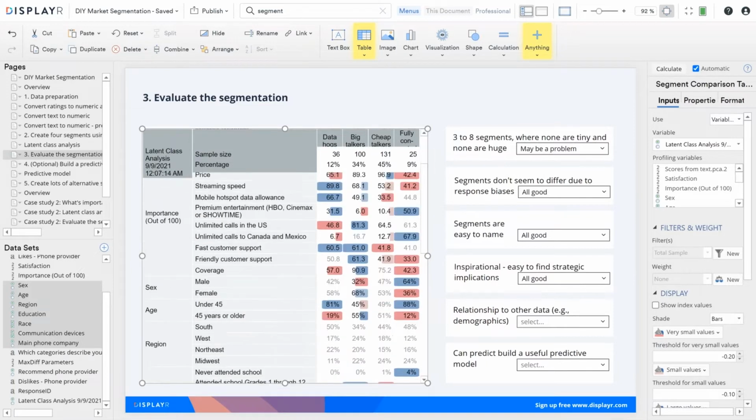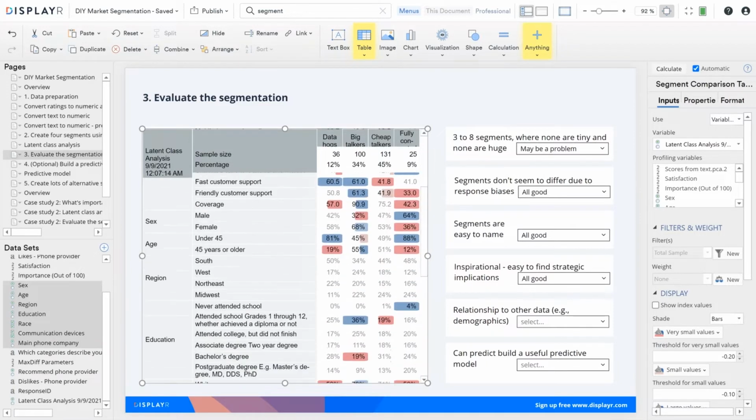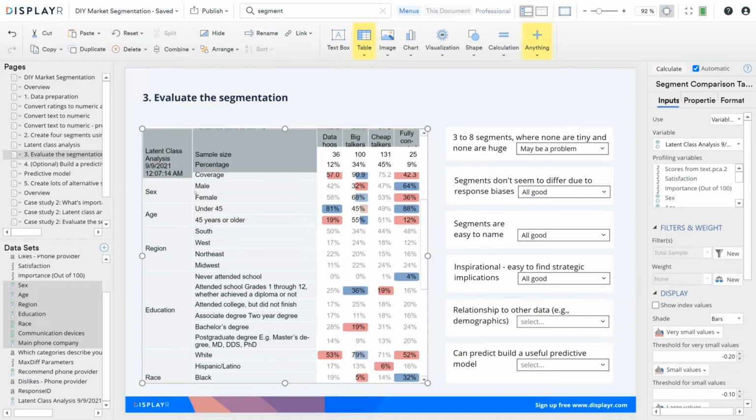All right, let's scroll down a little and have a look. Okay, so looking at gender, there are some quite big differences here. The fully connected people are much more likely to be male. The big talkers are much more likely to be female, so I'm probably going to need to be a bit smarter about what name I give this segment. I might get into some trouble.